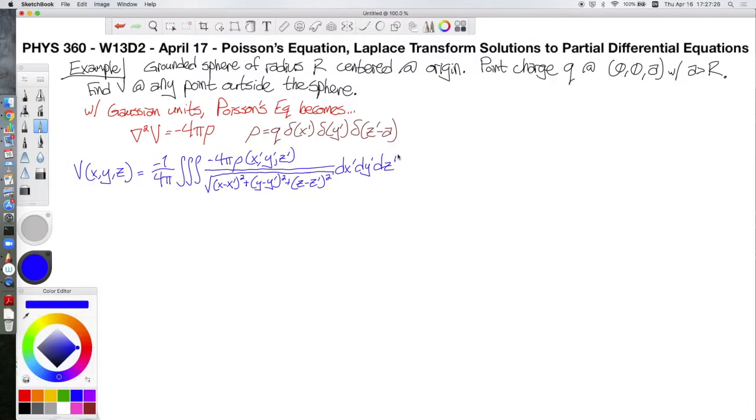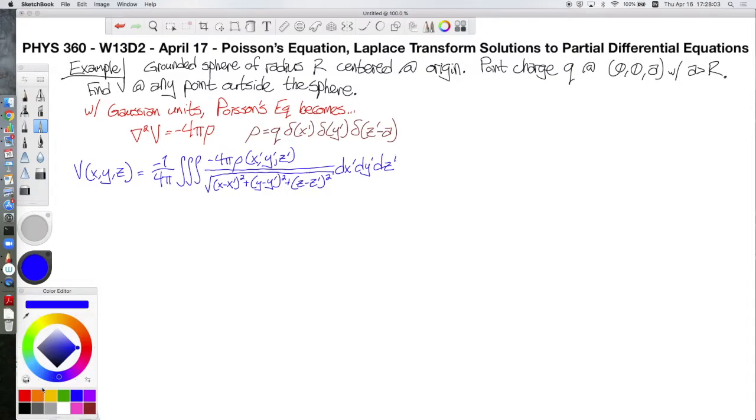So we've simply taken the result from the previous problem, or from the previous slide, and plugged in negative 4 pi rho into our numerator. So this integral is actually very trivial because it contains a delta function. The only places this integral has any value whatsoever is at x equals 0, y equals 0, and z equals a. So effectively, we're just subbing in 0 for x prime, 0 for y prime, and a for z prime.